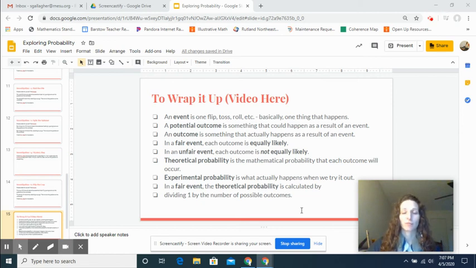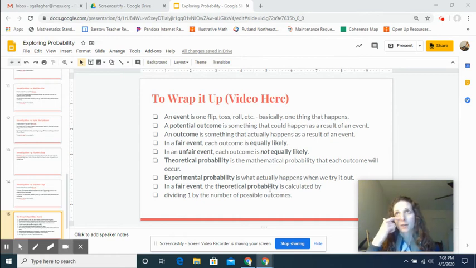Okay, so you made it through all of the activities and now you're on the wrap up page here. As you can see, I've just sort of given a summary using some of the vocabulary that came up on the worksheets in the past activities. So what is an event? What is a potential outcome? What is the actual outcome? Equally likely, not equally likely, fair trial or fair event versus unfair event, and theoretical and experimental probabilities.